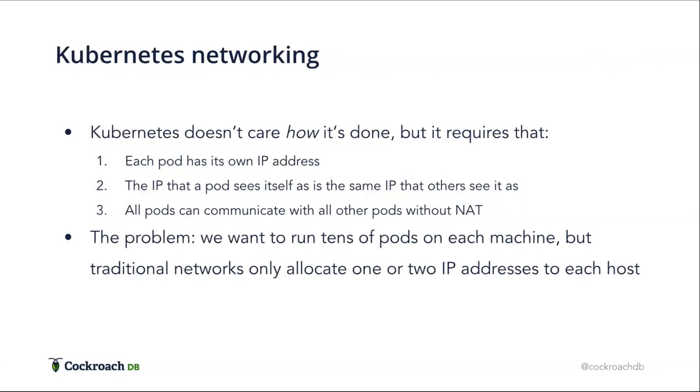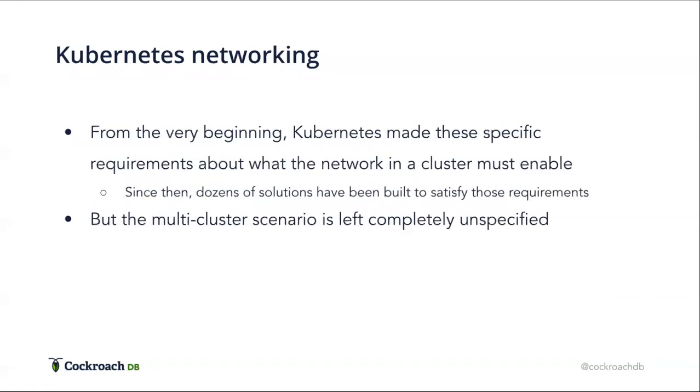But this posed a real problem because we want to run a lot of pods on each machine, but traditional networks only allocate 1 or 2 IP addresses to each host in their network. So we needed some way of creating new IP addresses for each of the pods on these machines. And it turns out that there have been a lot of solutions dreamt up over the last few years to satisfy those requirements. There are dozens of solutions out there. And while you can group them into a few classes, they all have details that differ from each other.